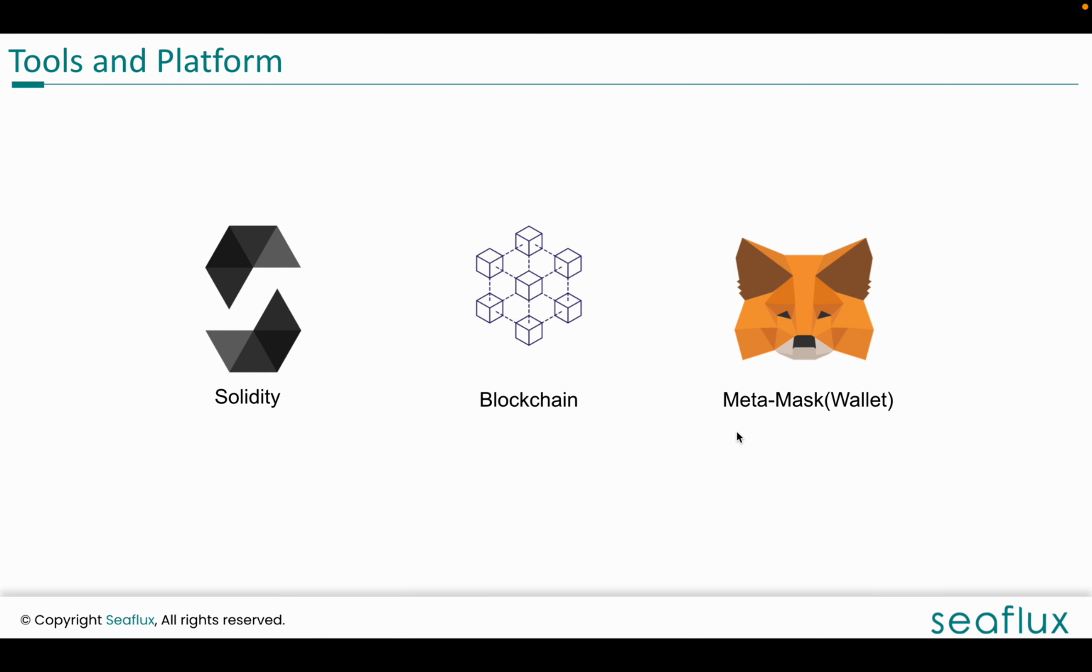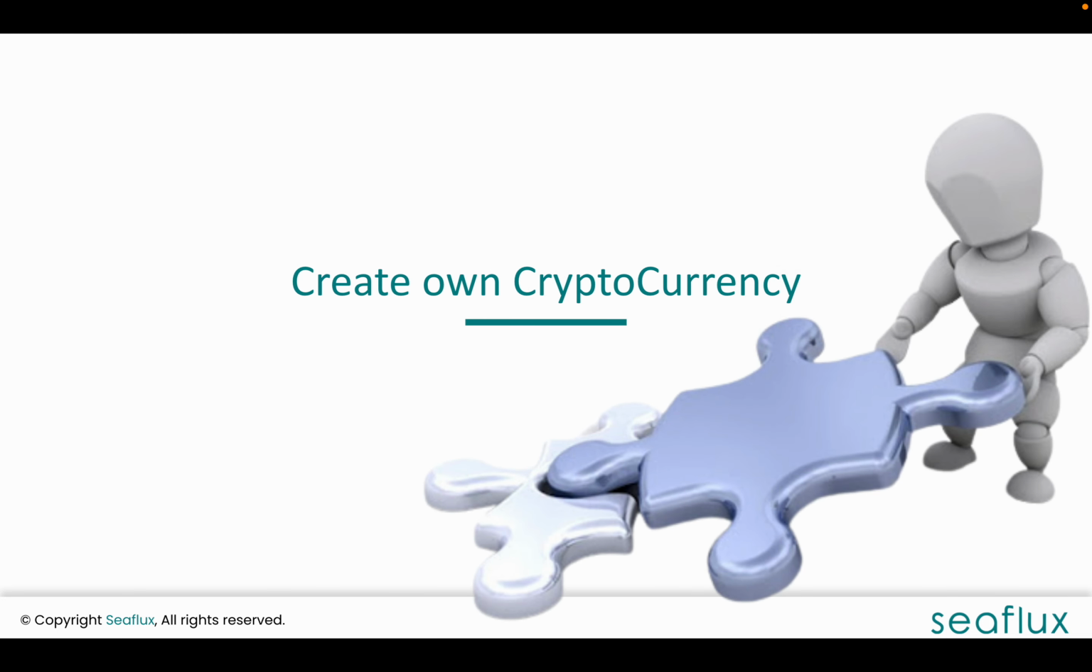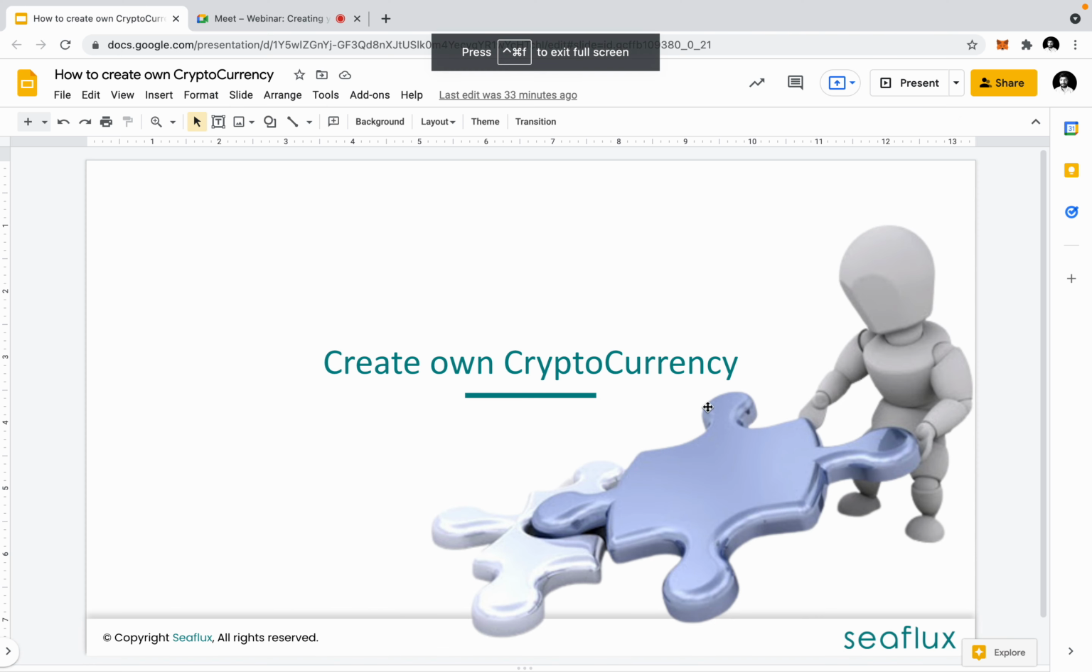But which tools are we going to use today? To create our Solidity contract, we are going to use Remix. Next, to deploy the contract, we are going to use the Ethereum blockchain, and for testing purposes we are going to use the wallet known as MetaMask. Okay, so next we are going to do our hands-on activity, so please stay tuned with us.